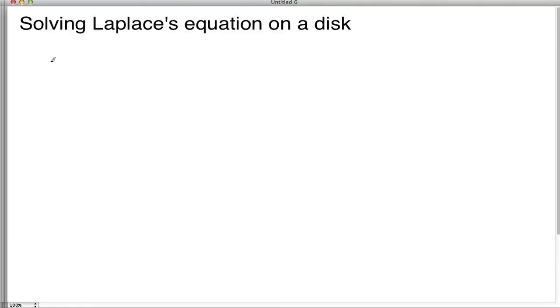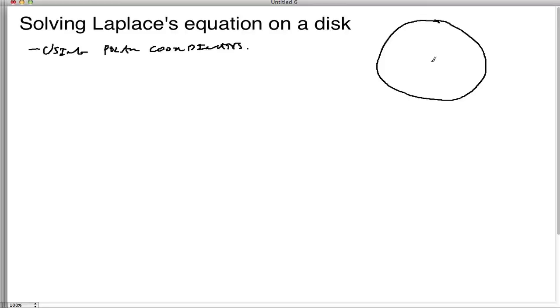Hello, welcome. Today we're going to be solving Laplace's equation on a disk. So recall what we mean by this. And really what we're doing is using polar coordinates. So what we mean here is that we have a disk, a circular shape, and we'll always put it at the origin.